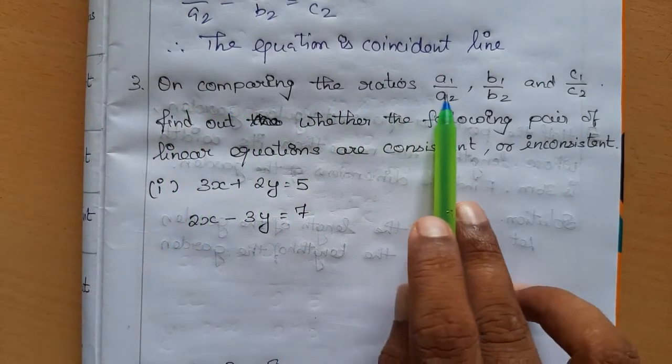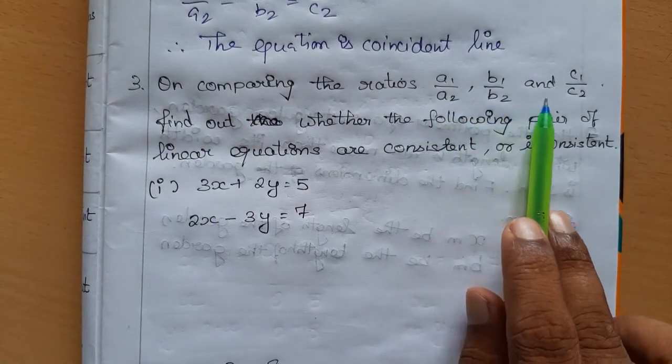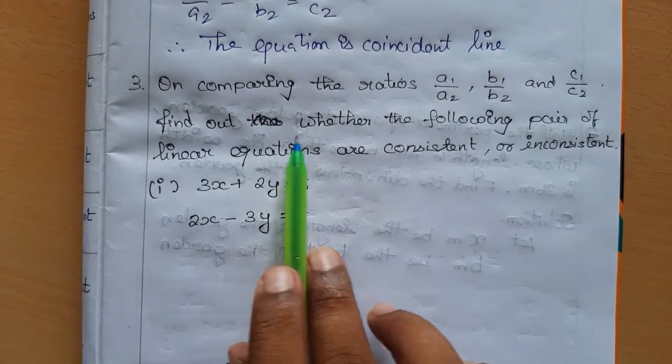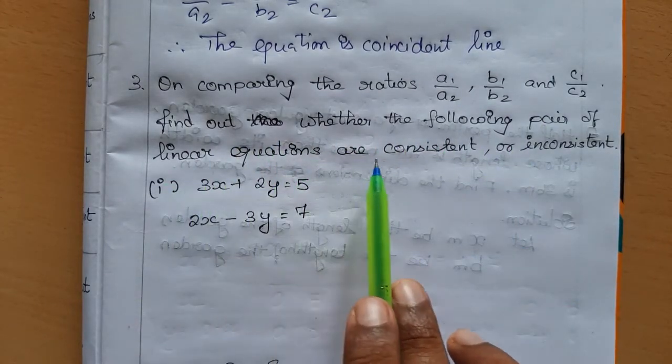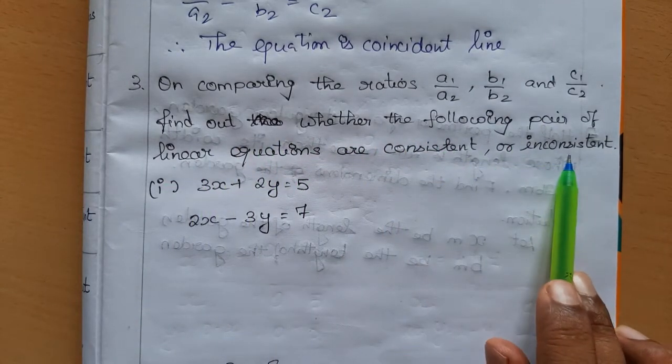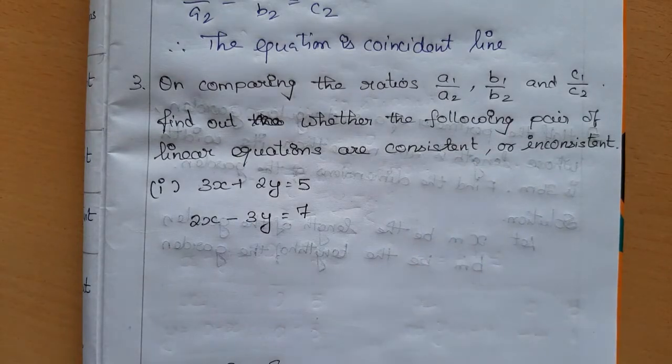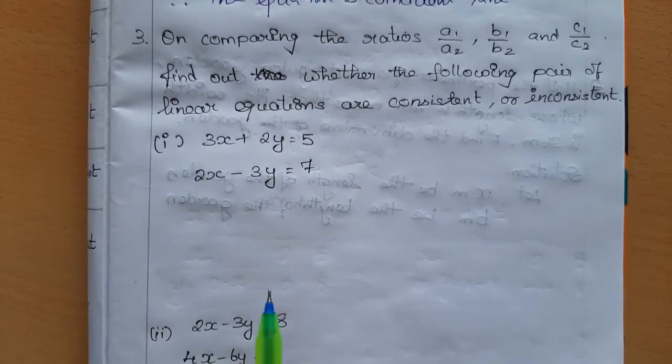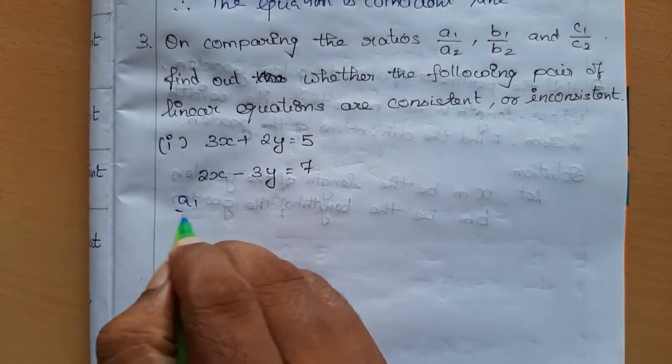On comparing the ratios of a1 by a2, b1 by b2 and c1 by c2, find out whether the following pairs of linear equations are consistent or inconsistent. So consistent means it should be an intersecting line or a coincident line. Inconsistent is a parallel line. That means a1 by a2 is equal to b1 by b2, which is not equal to c1 by c2, is inconsistent. The rest two are consistent. Clear?